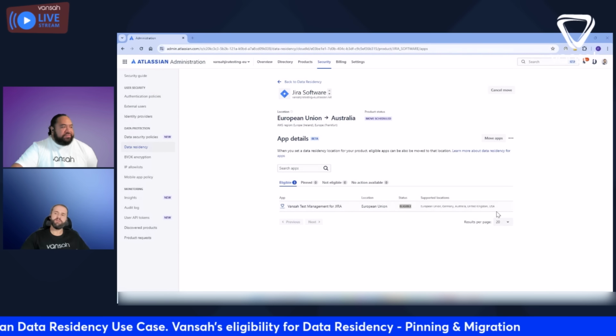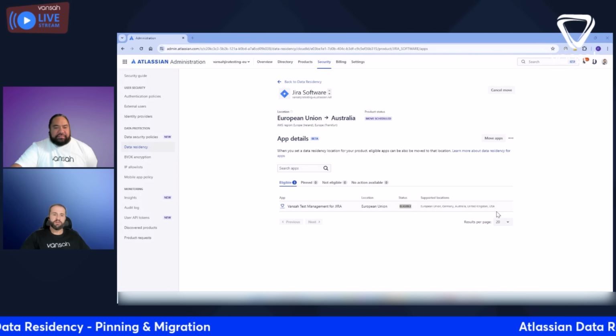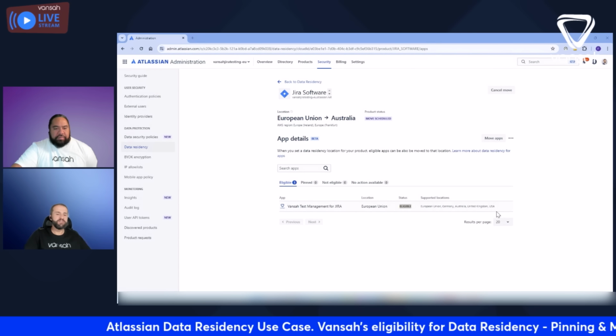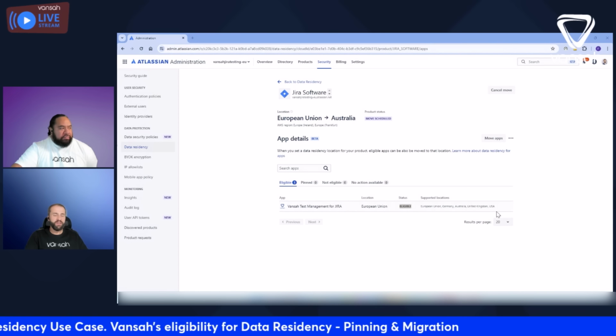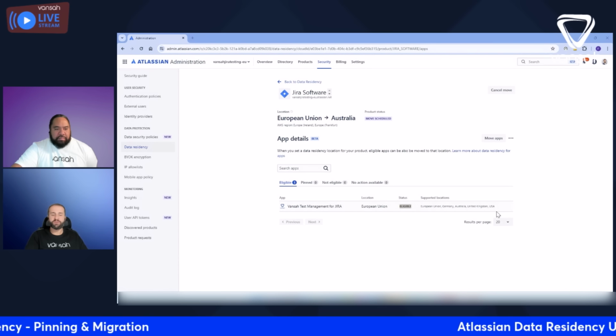There'll be more, but if some customers are looking to use a trial or start using Vansa as a test management app for Jira, and they're considering using it only if it supports one of the regions that they're pinned to that is currently not supported by Vansa, they can simply make a request, and that request is fairly straightforward for us now.